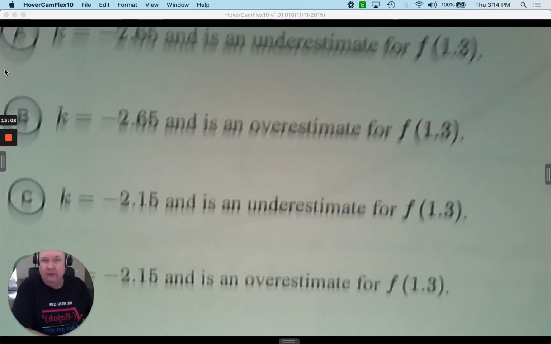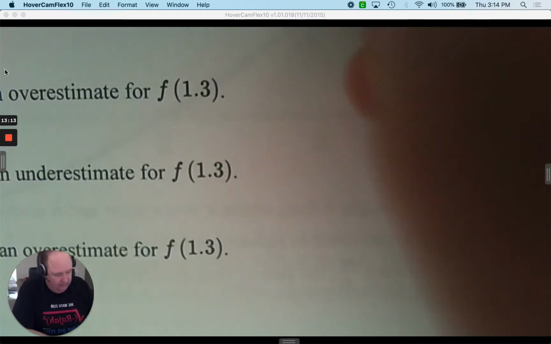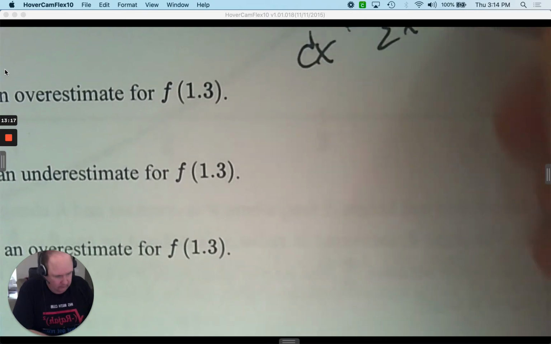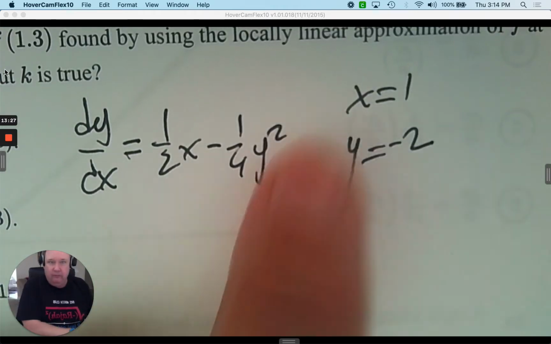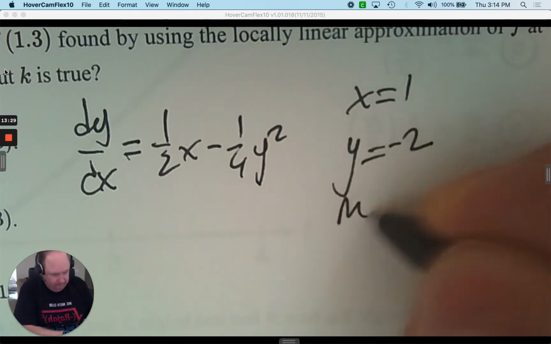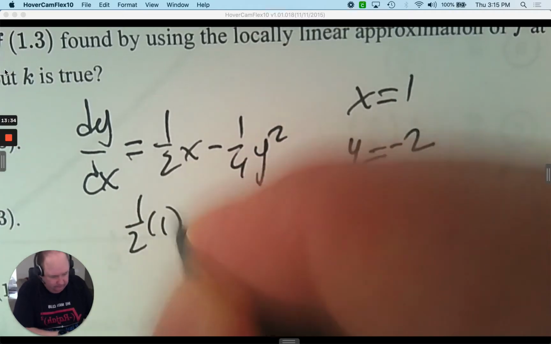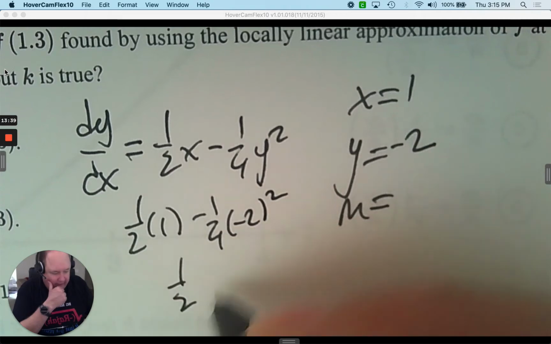In number 33, it says you can use a calculator if you want. You're given the equation for the slope, or the derivative. And you're given a point. So I have an equation for the slope, and I have a point. So the slope is plug in 1 and negative 2. And then solve it. So this is 1/2.